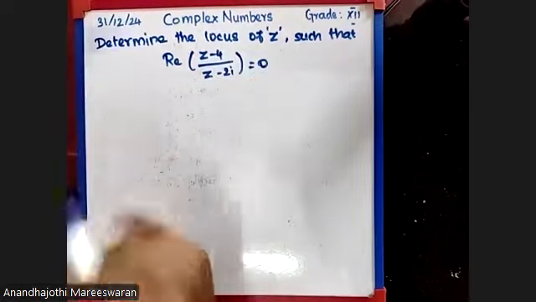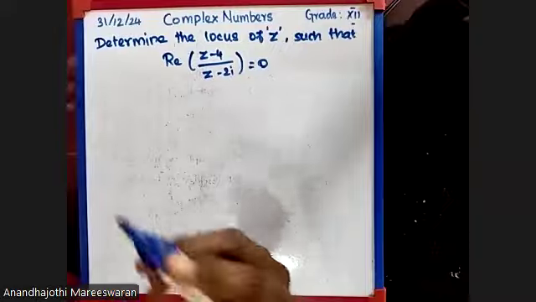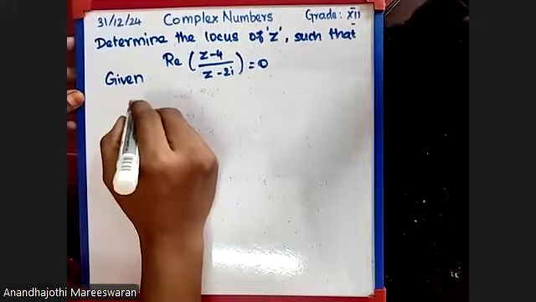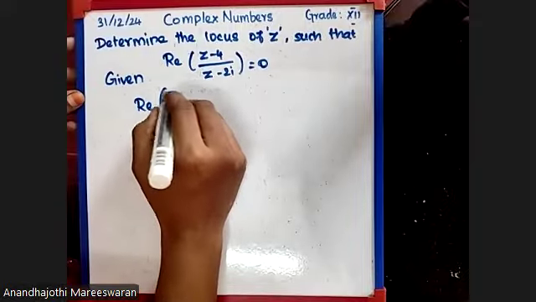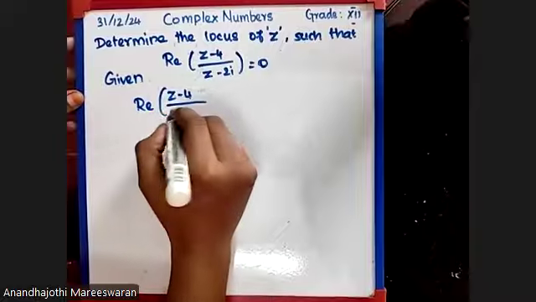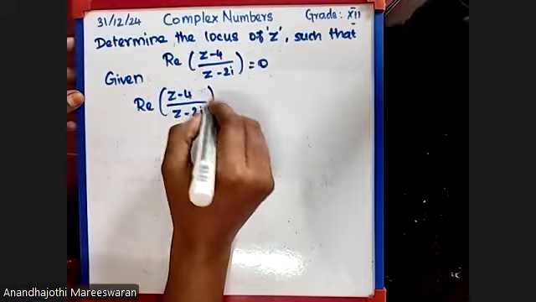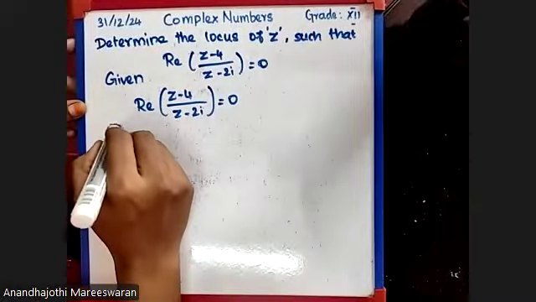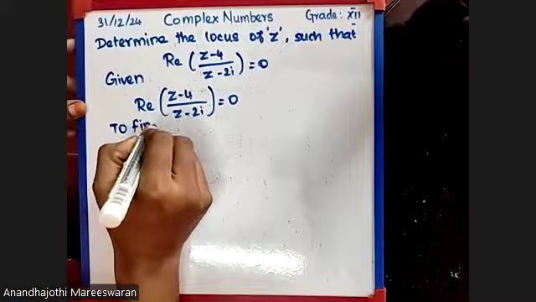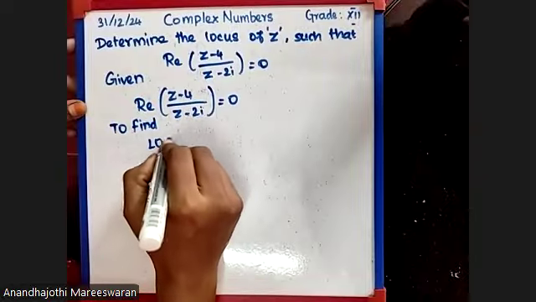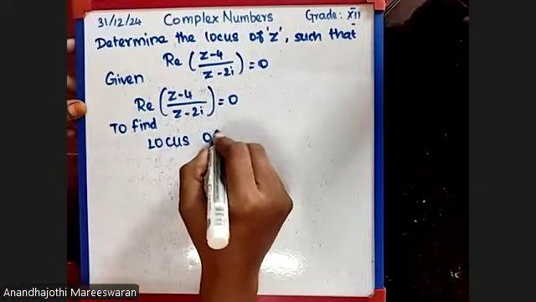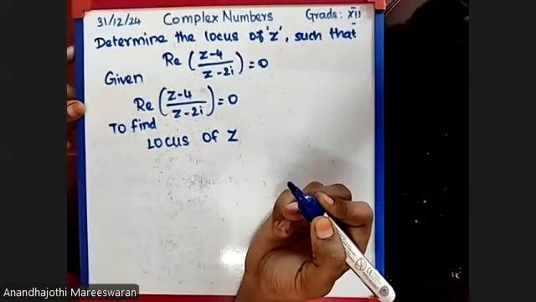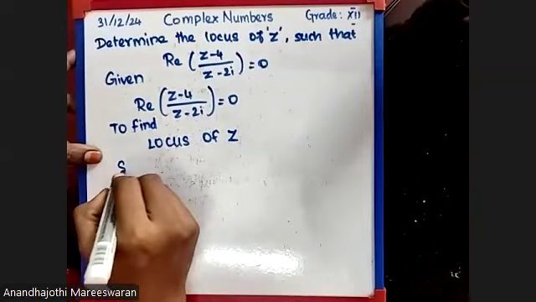Whenever we solve a sum, we have to write the given first. What is given? The real part of (z minus 4) divided by (z minus 2i) equals 0. What are we going to find here? The locus of z. Right? Shall we start? Yes. Here comes our solution.